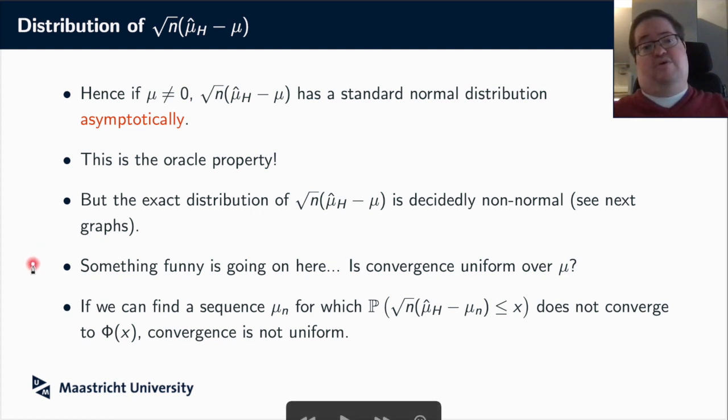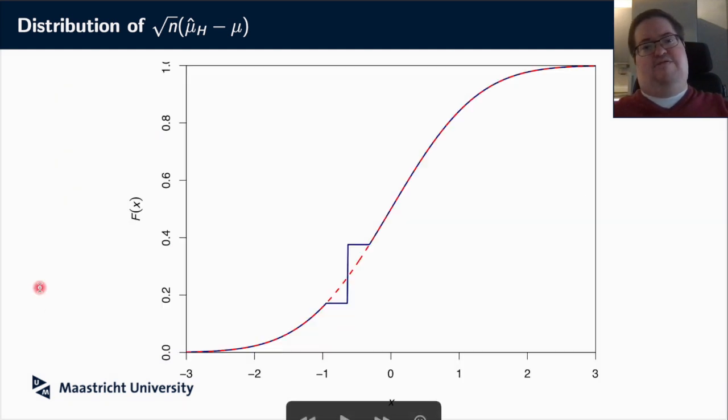So it raises the question whether convergence is uniform over mu, and this we're going to analyze by trying to find a sequence, as we did for the definition of uniform convergence. We're trying to find a sequence, and now the sequence is the parameter for which the distribution actually does not converge to the distribution we want to have as the limit, the standard normal. But let's first have a look at the graph.